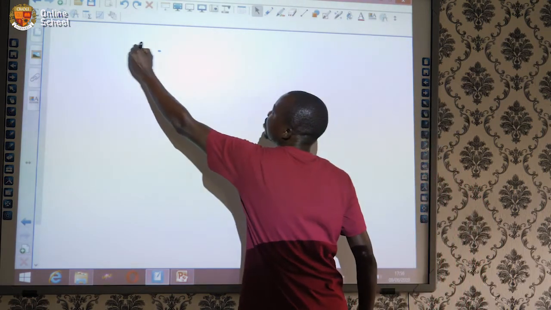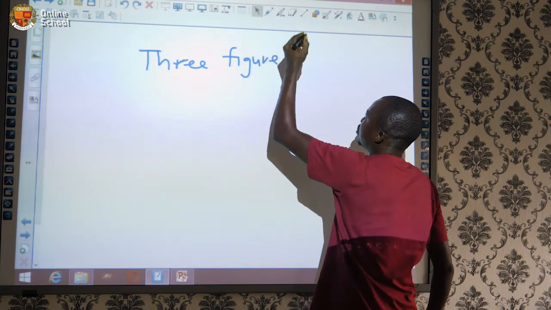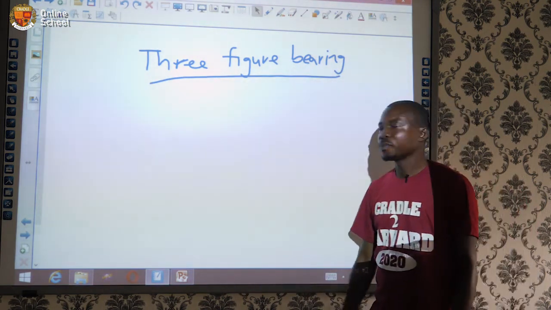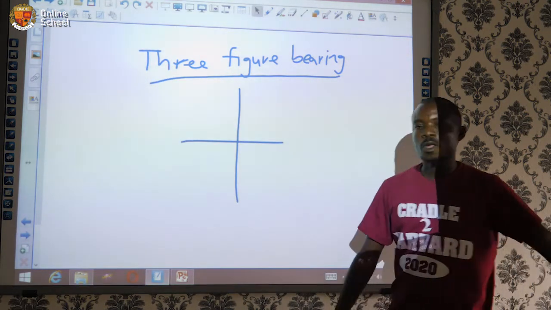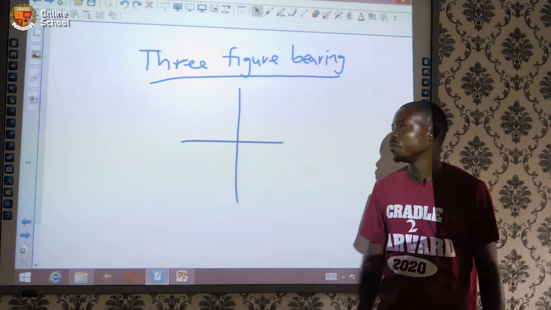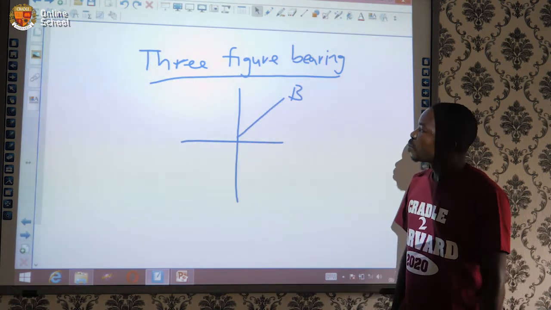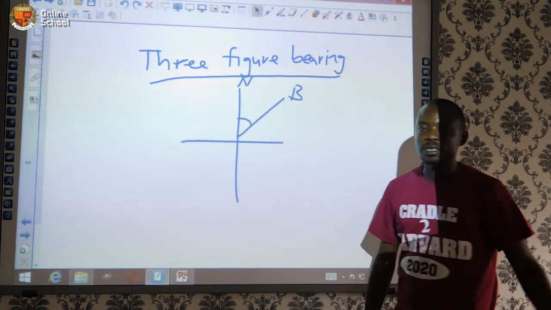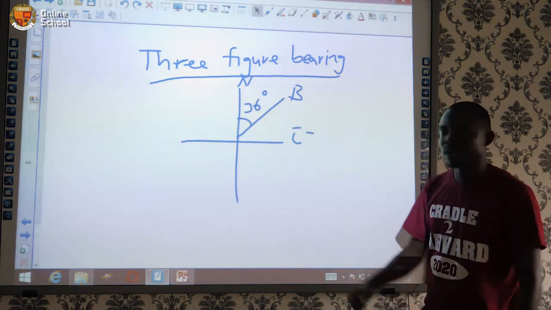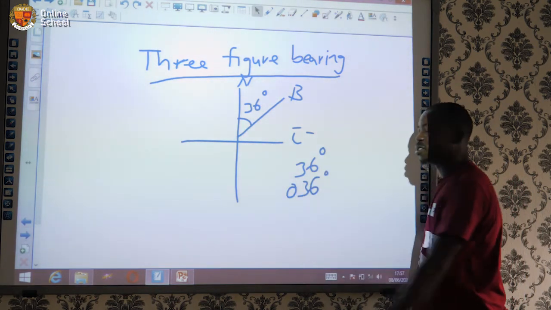Three-figure bearings. In three-figure bearings, whatever value you get, you make sure you write it in three figures. If the figures are not up to three, make sure you start with a zero. Assuming we have this, and from the north to this point, we have 36 degrees. Now in three-figure bearing, you don't write 36 degrees. You write 036 degrees.